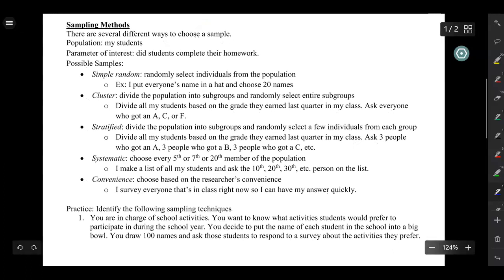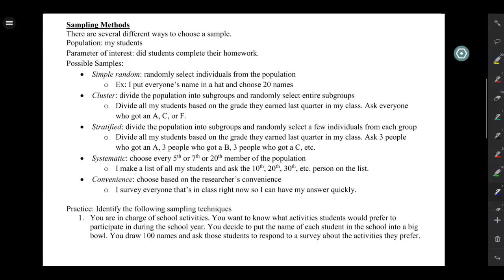And there are tons of different ways to choose a sample, and they're going to be classified into 5 different sampling methods or sampling techniques. So I'm going to go ahead and go through some examples of these, and I'm going to use as a population my students. So let's just consider all my students, and my parameter of interest, the thing I'm interested in, is, did my students complete their homework? So there's 5 different ways that I could gather a sample of my students.